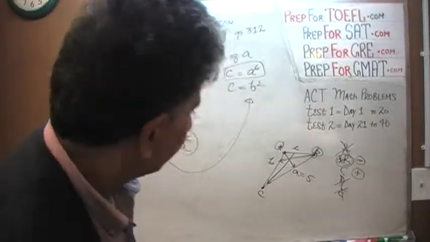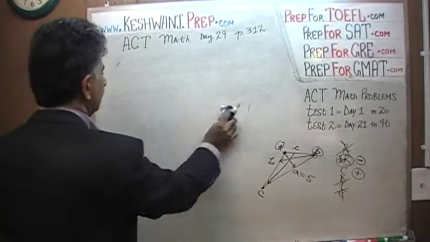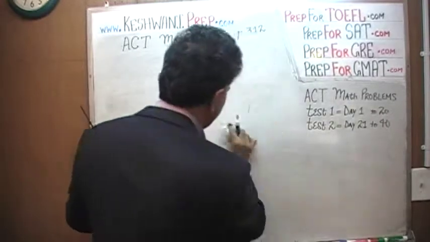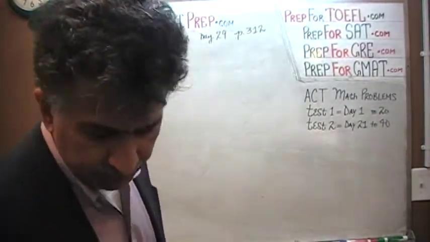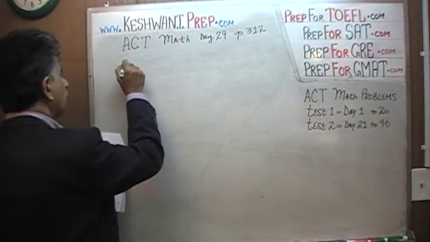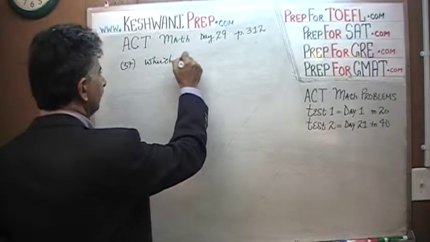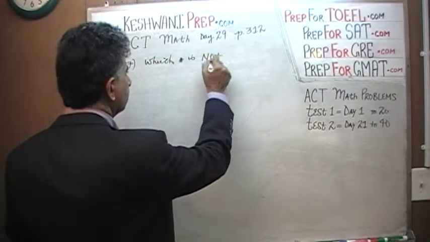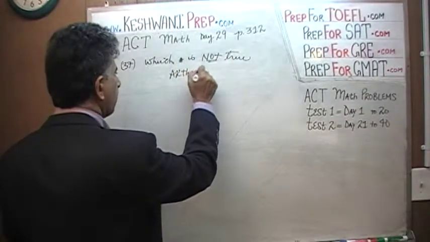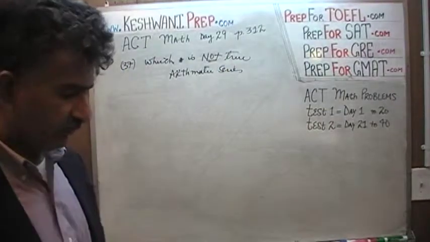Let's move on then to the last one. Number 37. In number 37 it says, which of the following is not true? Which is not true? Regarding the arithmetic series that is given to us.